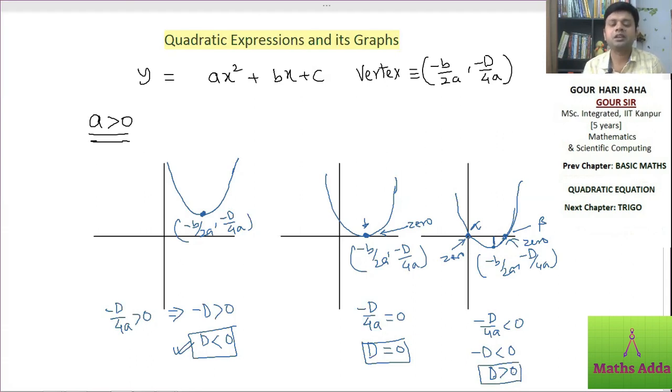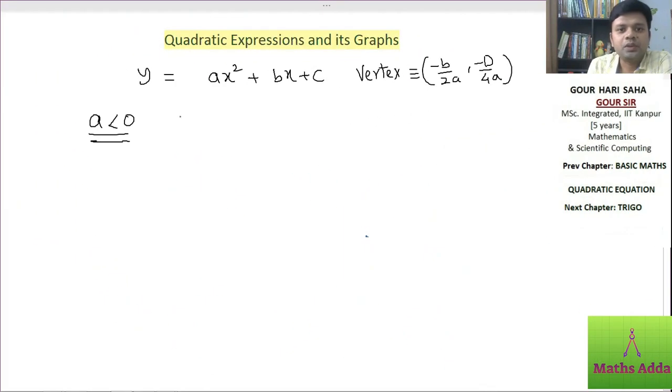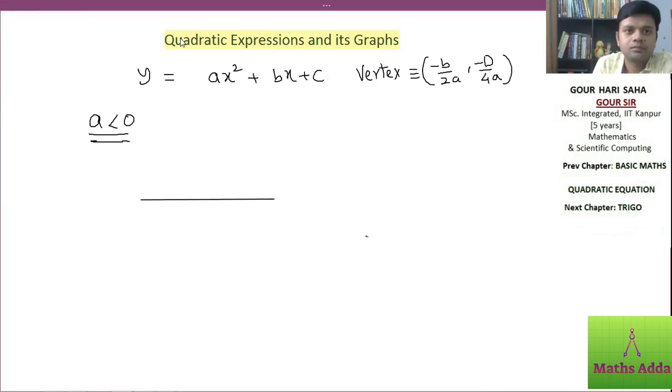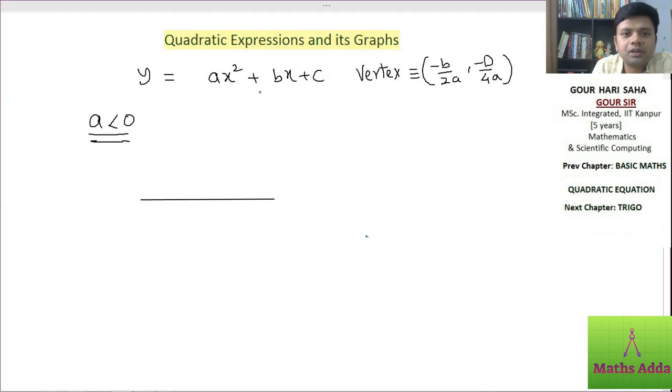So graphically we can actually show these conditions. Now the case when a is less than 0. So let's see how it works. So I have not plotted the y-axis because that vertex can be anywhere, so this is the more correct one.